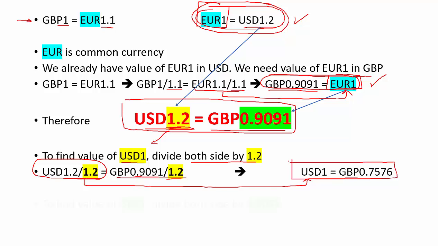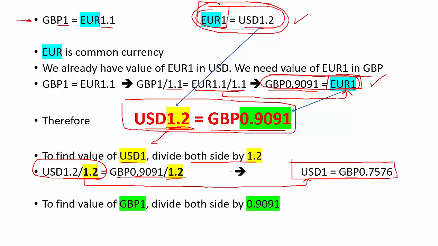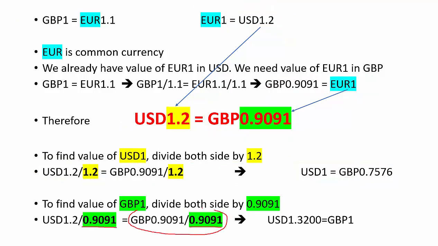Okay. If you want to find the value of 1 pound in dollar, you have to turn this side into 1, and you can do it by dividing both sides by 0.9091, right? The right hand side turns into 1 and the left hand side turns into 1.32, right? It means that 1 pound equals 1.32 US dollar.